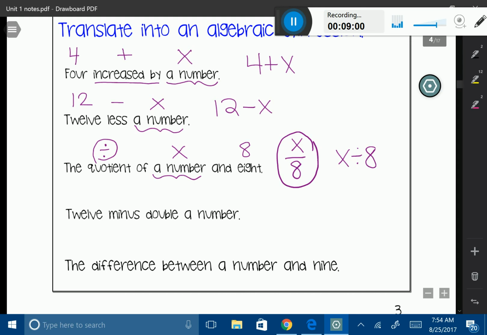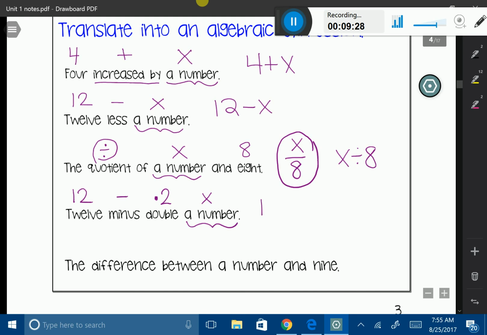12 minus double a number. Okay, let's go ahead and annotate. 12 minus double. Double's that multiplication word. We also know that when you double something, you multiply it by 2. So I'm actually going to say times 2, just so I know that double means times 2. And then I'm going to say, okay, a number, which is x. So 12 minus double a number.